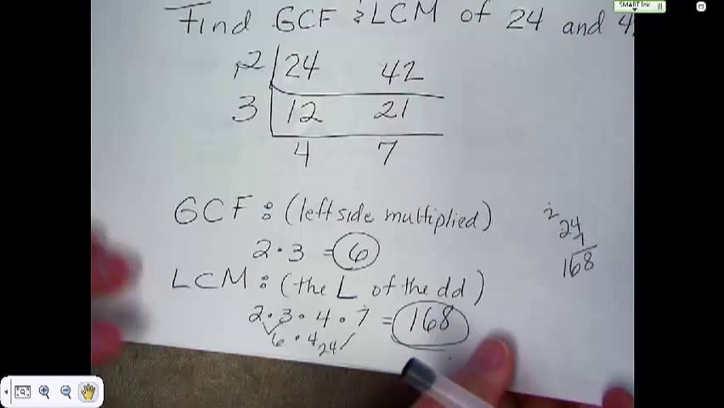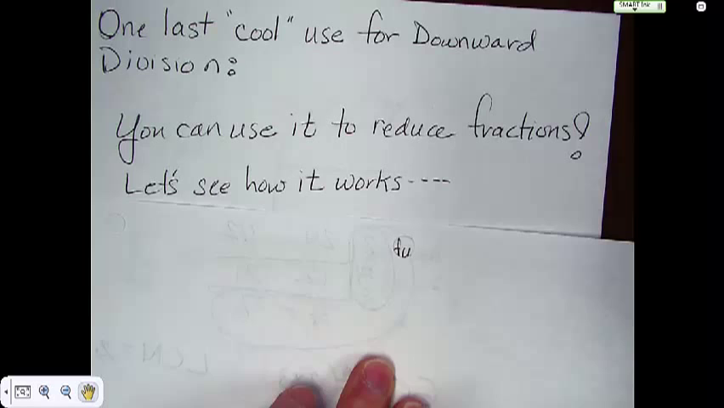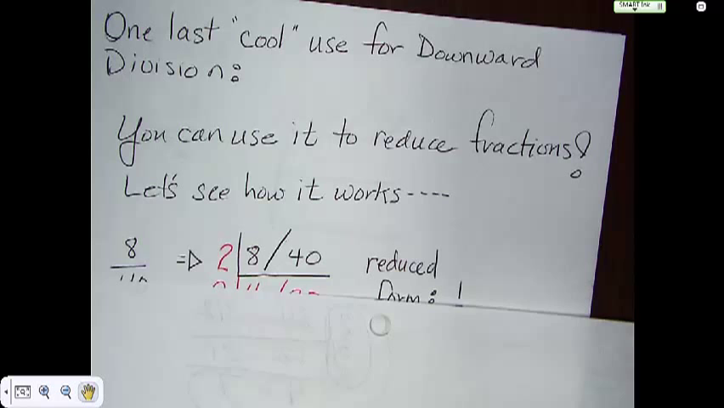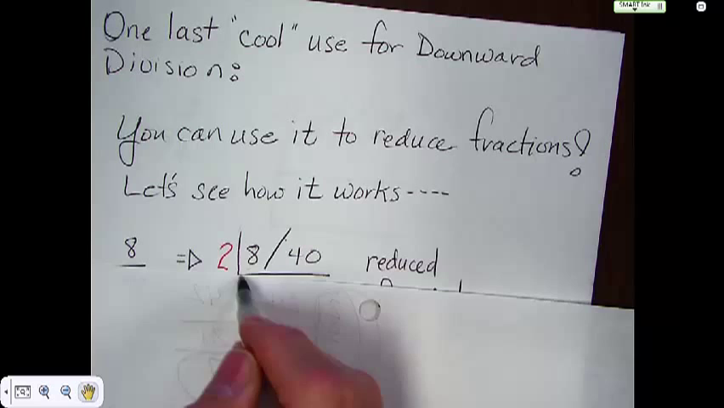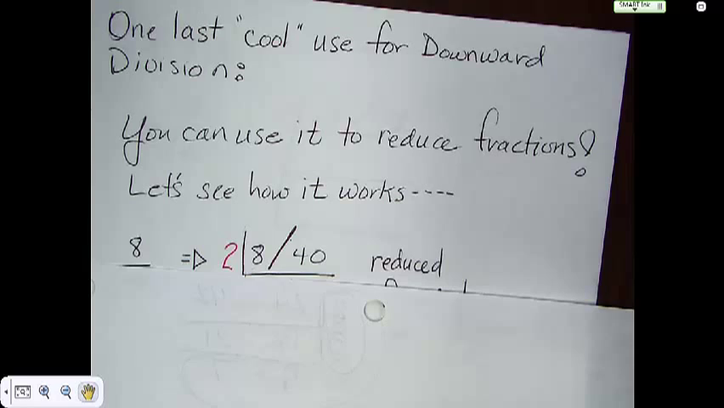Okay. All right. One last cool use for downward division. You can actually use it to reduce fractions. Let's start with the fraction 8 over 40. We're going to write it in here like this. We're going to write inside 8 over 40. Okay? And then this part here stands for your division sign. And I just put it in to remind me that I'm working with a fraction here.